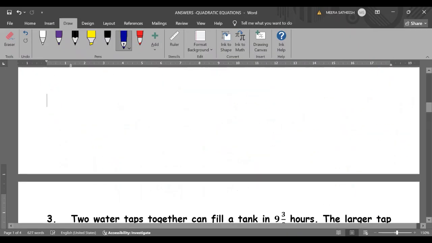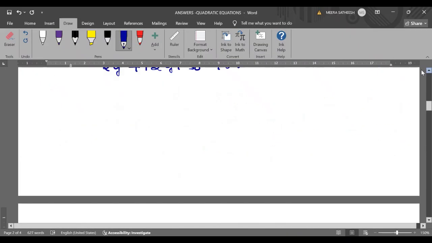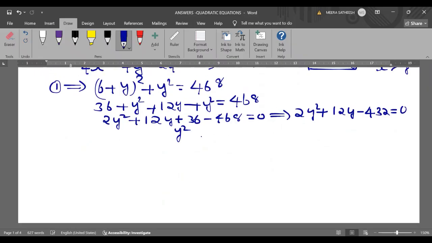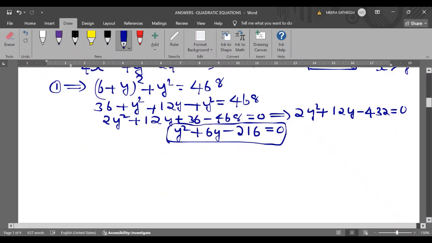So it will become y square plus 6y minus 216 is equal to 0. This is our quadratic equation. Now we need to solve it. So what is the product here? The product should be minus 216 and the sum should be 6. So again one positive number, one negative number, and the difference is 6, the bigger number is positive.